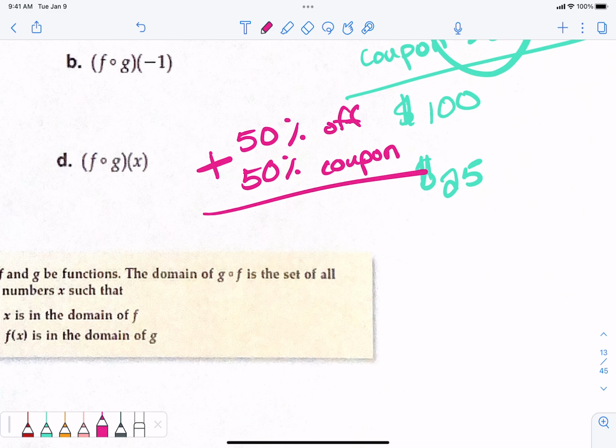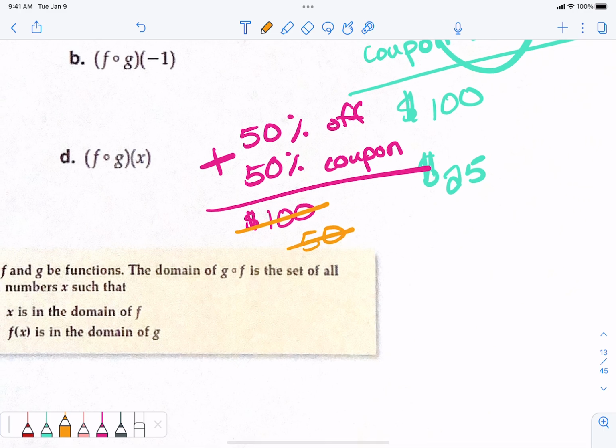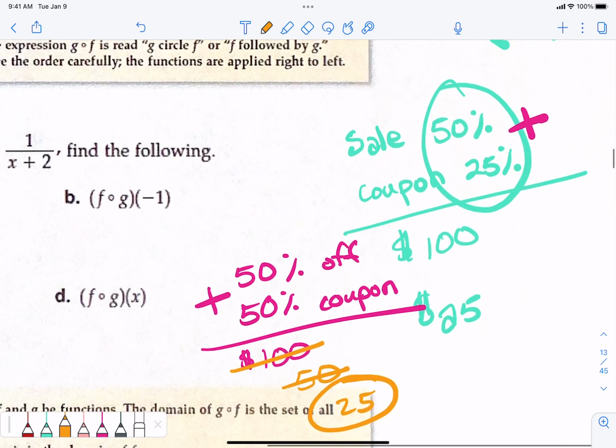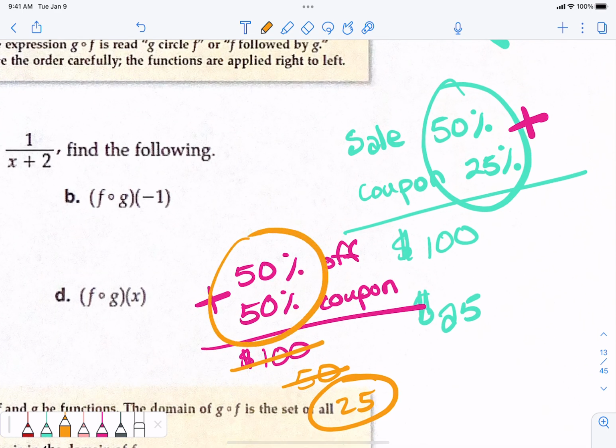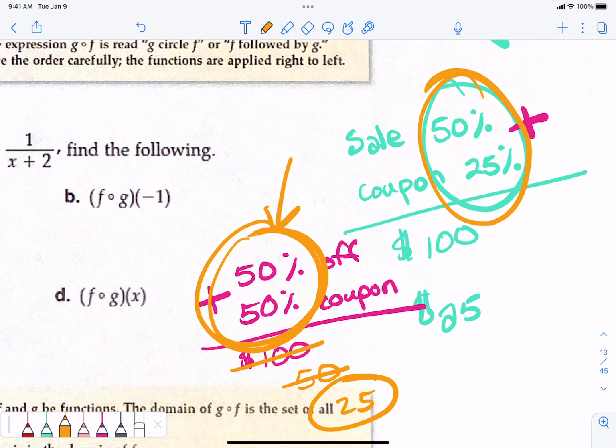If you have $100 with a 50% off sale and a 50% off coupon, how much is it actually going to cost? What's 50% off of 100? 50. That knocks it down to 50, and 50% off of 50 knocks it down to 25. I switched it to 50-50 because it's easy to see that obviously you're not going to get something free. But people don't understand why this is not $25. So there's how this works.